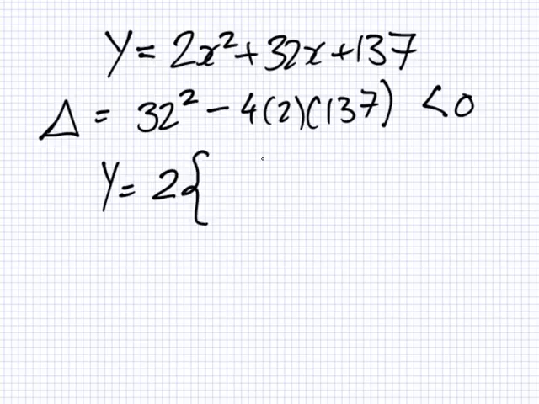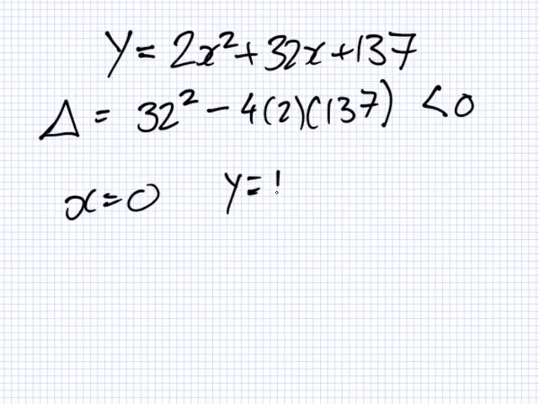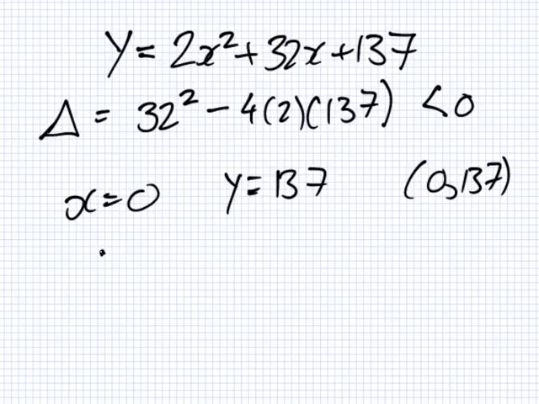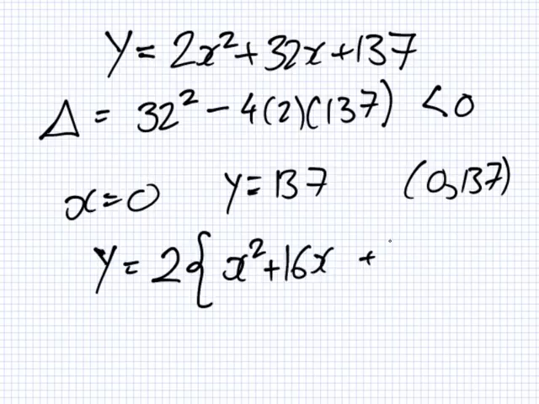Well, actually, before I do that even, if I make x equals 0, what's y? 137. Okay, so we have 1 point. Now let's get the second one. What means you multiply by 2? That's next. What I'm going to do next is take out the 2. So I have 2 bracket x squared plus 16x plus 137 over 2.